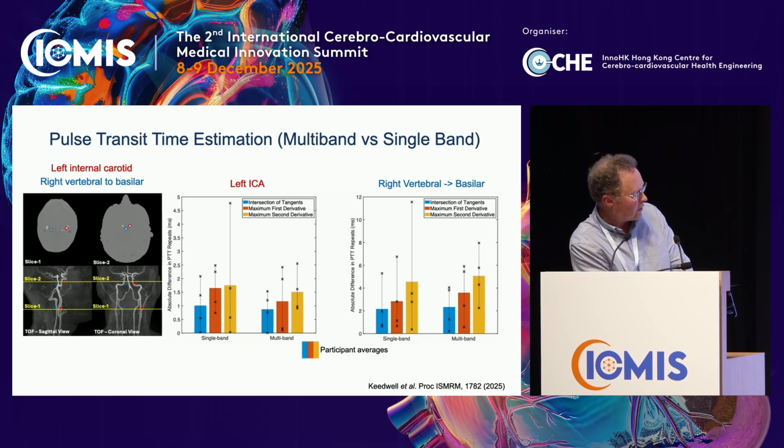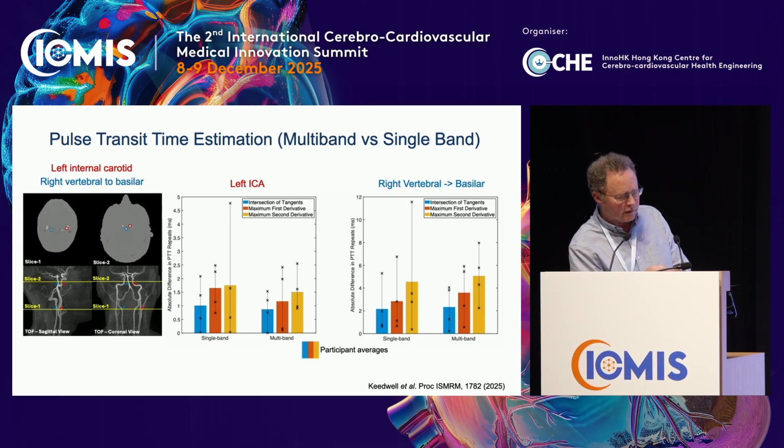And what you can see in these graphs is, firstly, that interestingly and unexpectedly, the simplest method of tangent intersection seems to have the lowest shot-to-shot variability, so the best reproducibility, with the other methods giving worse performance. So this is left internal carotid artery, right vertebral artery, and the different color bars are the different analysis techniques. Also, what we found was that the multiband acquisition didn't seem to improve the reproducibility over the single slice acquisition. Clearly it improves the temporal efficiency of the experiment, but it doesn't seem to increase the physiological noise that we were finding.